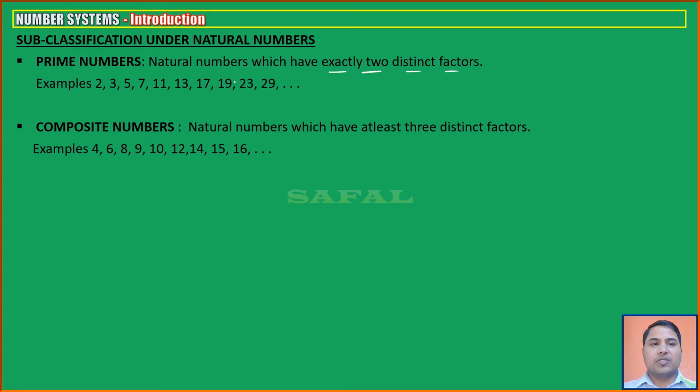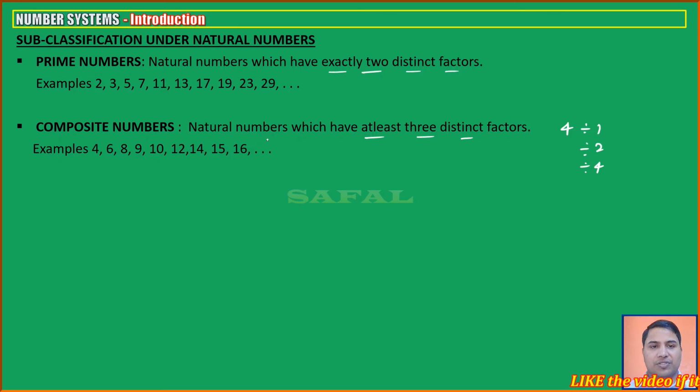Those natural numbers which are not prime have at least 3 distinct factors. That means those natural numbers which have at least 3 distinct factors, we call them composite numbers. Now 4 is a composite number. Why is 4 a composite number? Because I can divide 4 by 1, by 2 and by 4. So minimum 3 factors it has: 1, 2 and 4. So those natural numbers which have minimum 3 distinct factors, we call composite numbers. So 4, 6, 8, 9 and so on are examples of composite numbers.